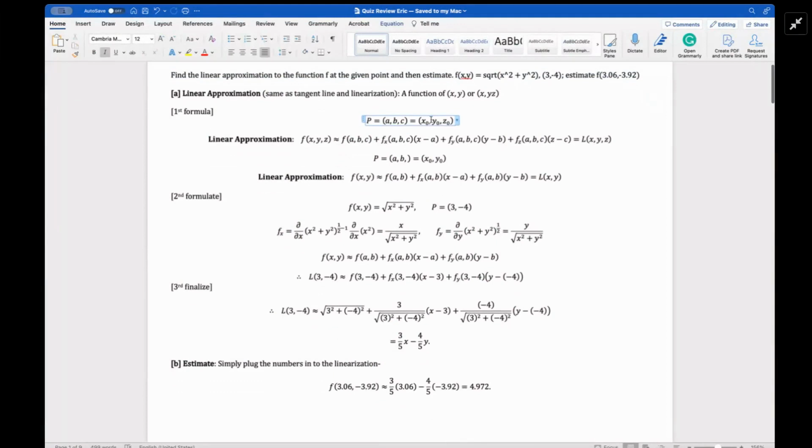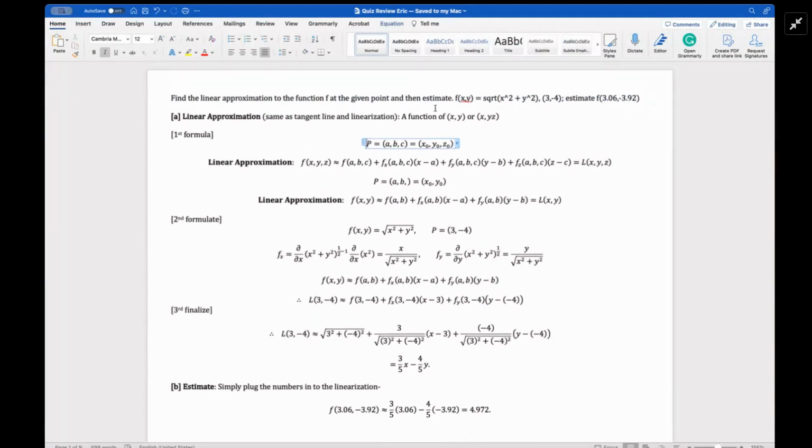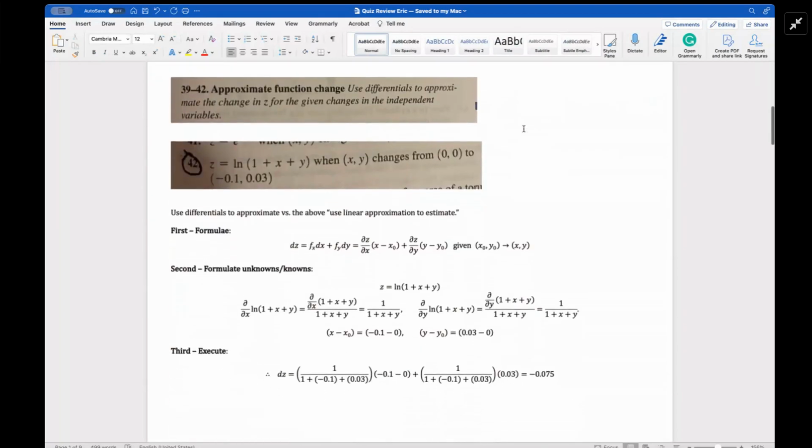In this question, we are asked to find the linear approximation to the function at the given point, and then to estimate the function at this point using that linear approximation. Now, there's a linear approximation and there's differentials. Now, don't confuse the two. It's a different process for each one.